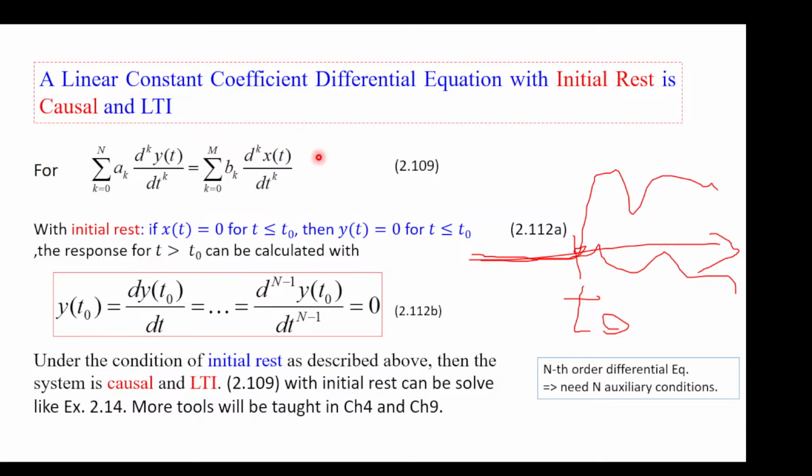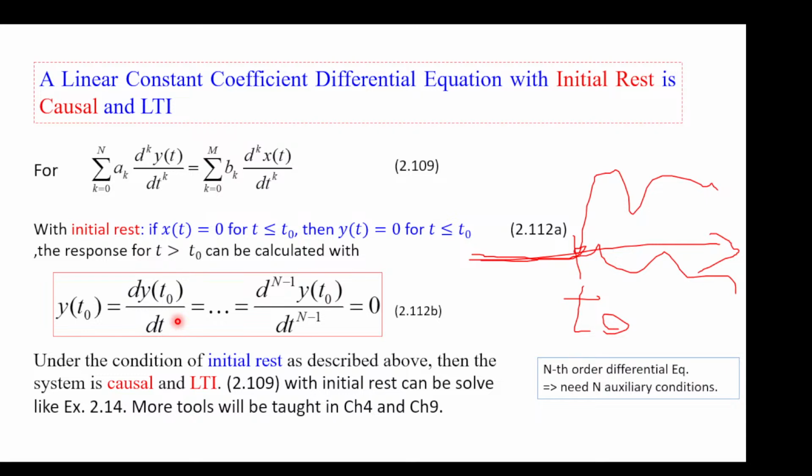So first we have our nth order linear constant coefficient differential equation. This is the summation over k from 0 to n of a_k d^k y/dt^k equal to the summation over k from 0 to m of b_k d^k x/dt^k. This is a linear differential equation, and we have our initial rest condition. Initial rest means that if your x(t) starts at some t0, then your y(t) also needs to start at some t0.